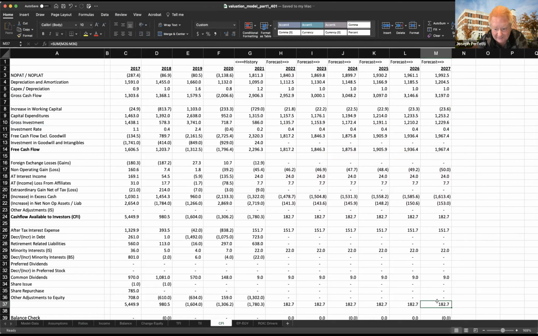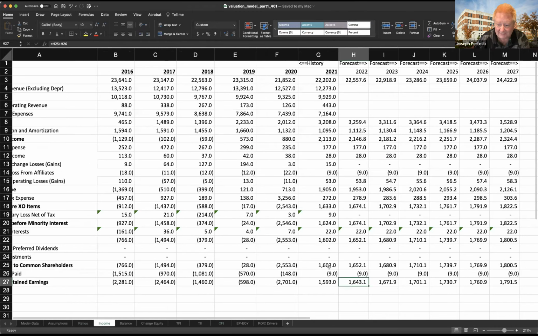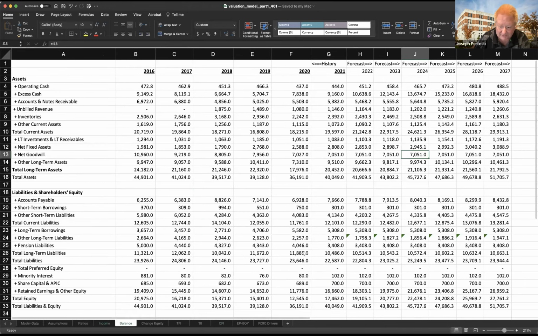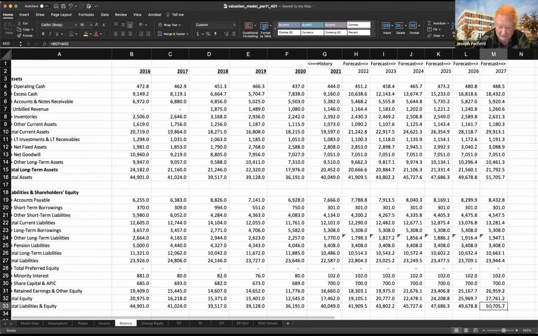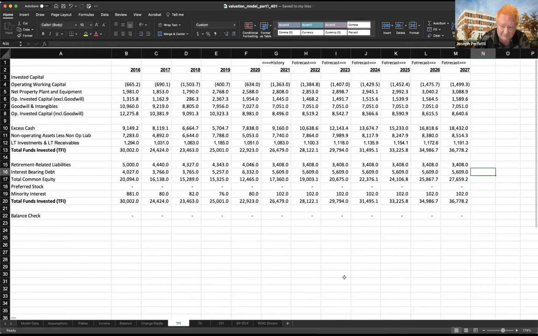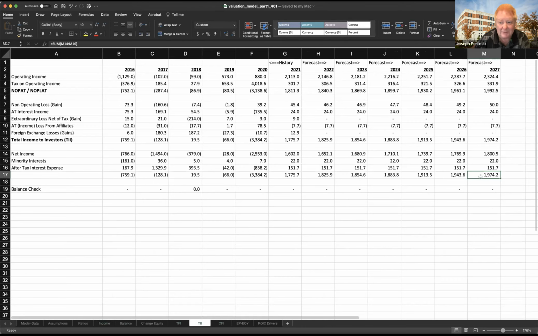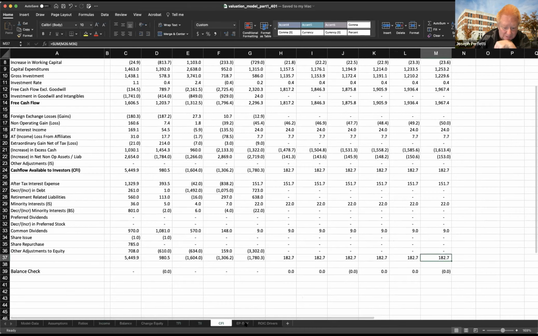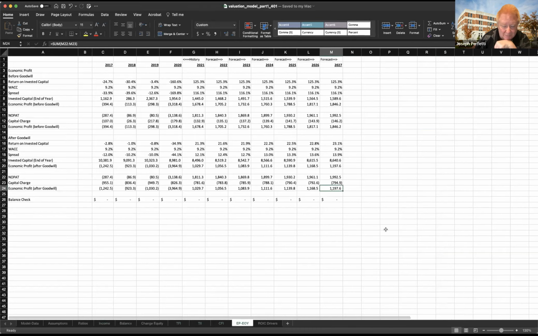Do you have all the other tabs filled in? Okay, but you should be matching. You should be matching that in the income tab, your final income, change of retained earnings, 1791.5. Your final balance sheet should be 51,705.7. Your final TFI should be 36,778.2. Your final TII should be 1974.2. Your final CFI should be 182.7 and EP should be 1197.6. Like that's what you should have.